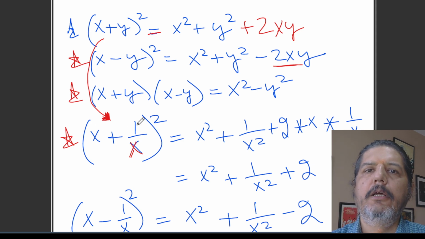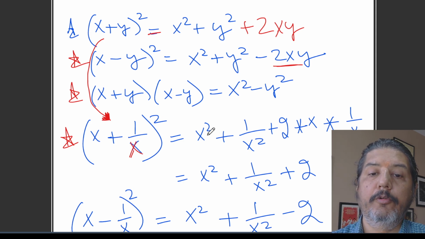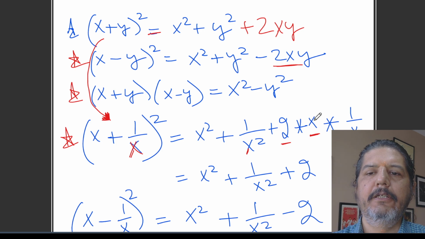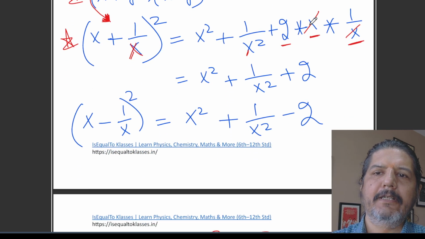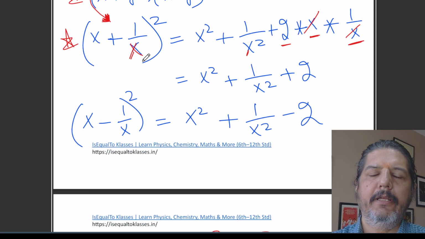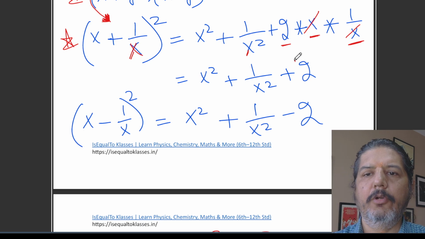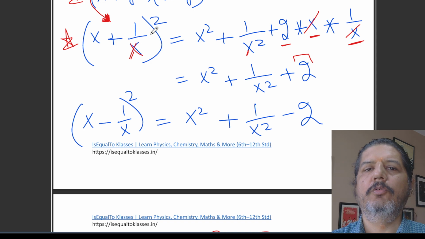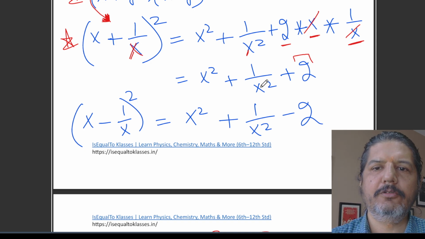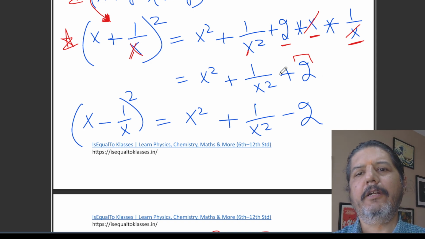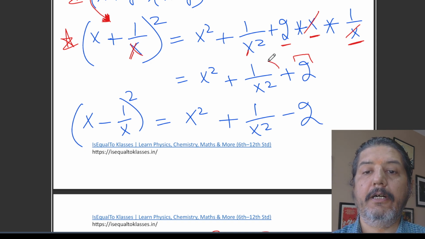So (x plus 1 upon x) whole square would be equal to x square plus 1 upon x square. Now see here, it will be twice of x multiplied by 1 by x. So this x and this 1 by x will cancel, and we'll be left with 2 only. So (x plus 1 upon x) whole square is equal to x square plus 1 upon x square plus 2. Now this is the fact which is used in a lot of questions where they ask you the value of x square plus 1 upon x square.